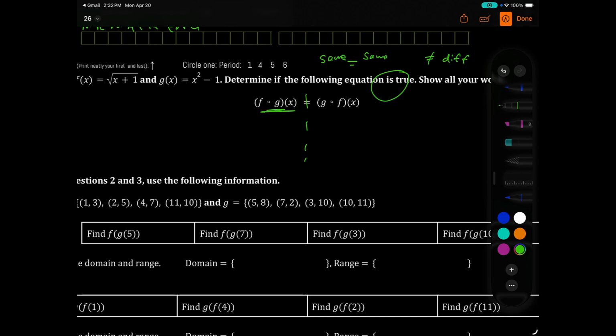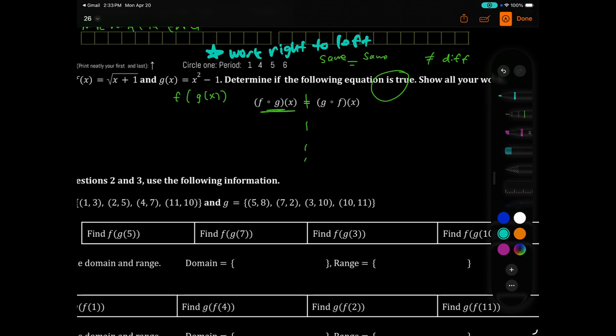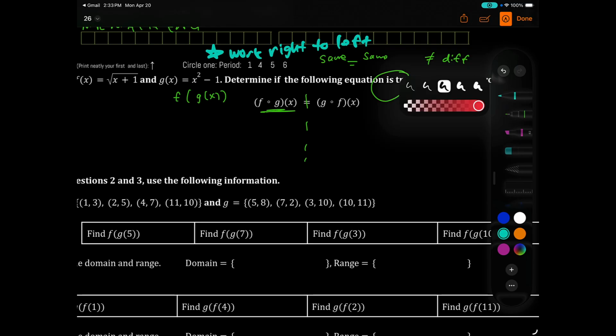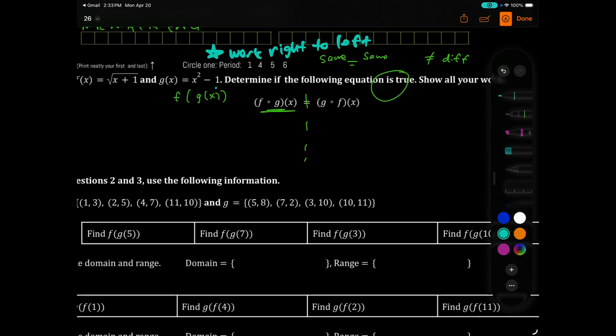Okay, let's do the left side. This just means f of g of x. Remember the key to the whole worksheet is you're going to work right to left. You might want to put a star by something like right here, and then you're going to work this direction. So to rewrite this, that's just going to be f of g of x.